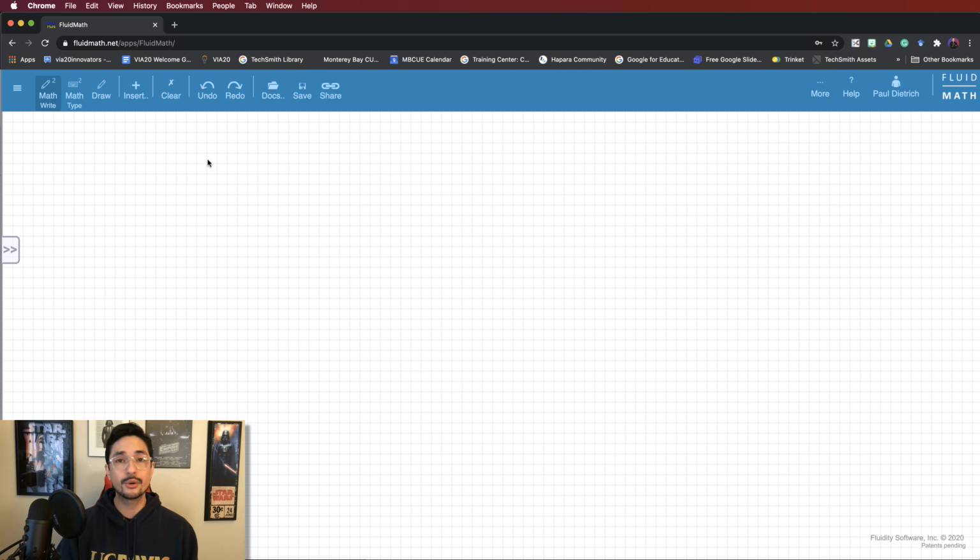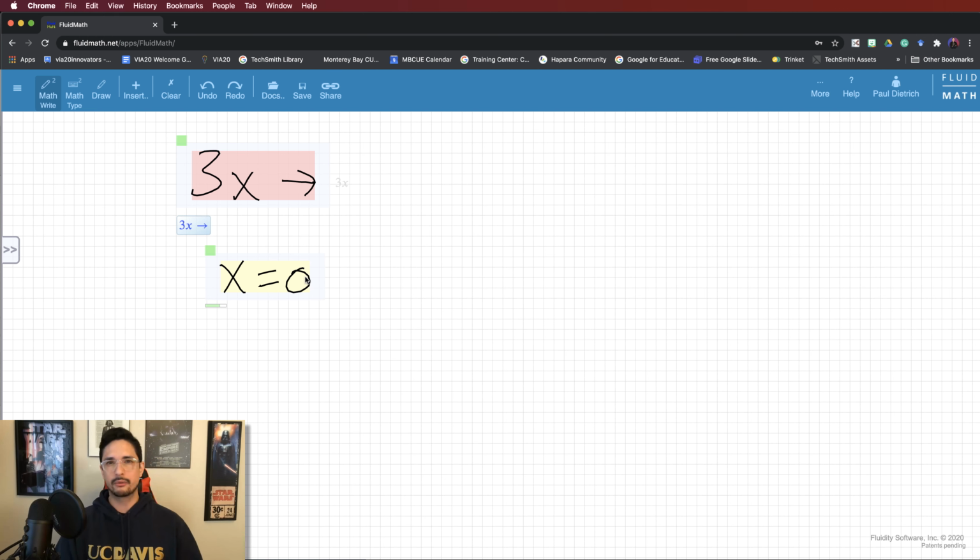Now, it can also do variables. Check this out. 3 times x, right? So 3x. Put the little arrow there, and it's going to produce 3x. But there's nothing more to that. It's just that single term. But if I give a value to x, let's say x equals 0, for example, then this actually updates because 3 times 0 is 0.